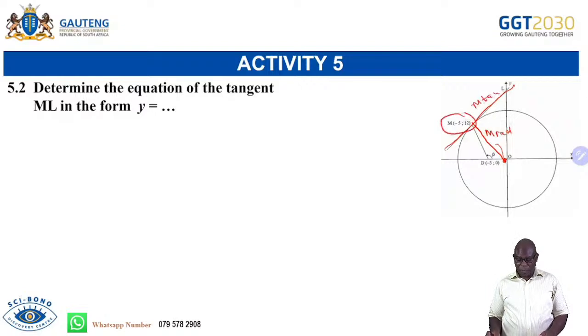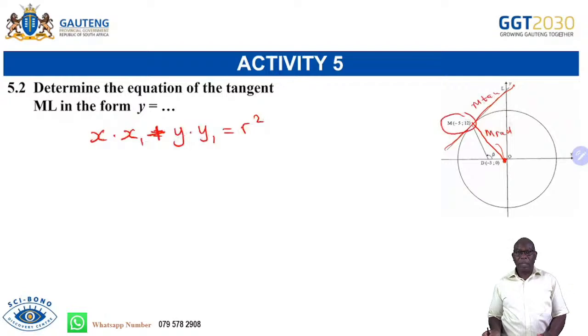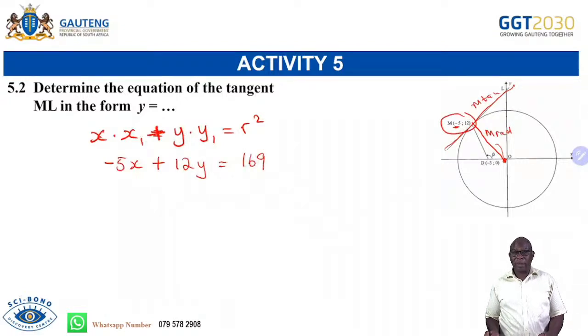For the sake of time, I'm going to use that quick method. So it's x multiplied by x1 plus y multiplied by y1 equals r squared. Please practice this method if you want to use it in the exam. So I have got my x1 here, which is minus 5. The x is this one. Then I've got my y1, which is 12. So I'm going to say plus 12y equals, the r squared is 169.